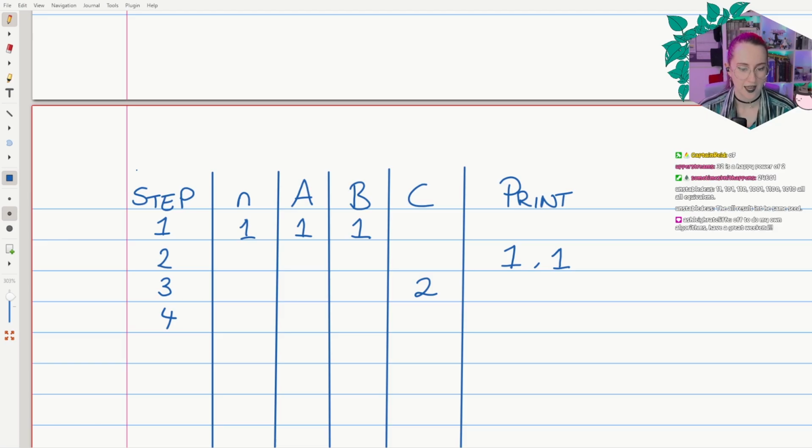Step 4, we're going to add 1 to N. So N becomes 2. A takes the value that B had. So B had 1 from up here, so A goes to 1. And then B takes the value that C now has, 2. So, I missed a step.